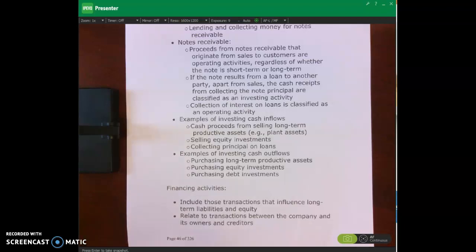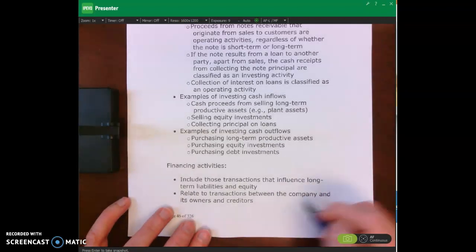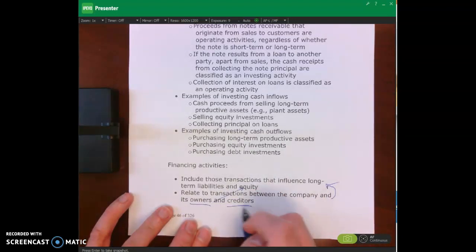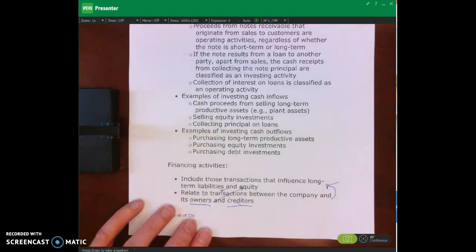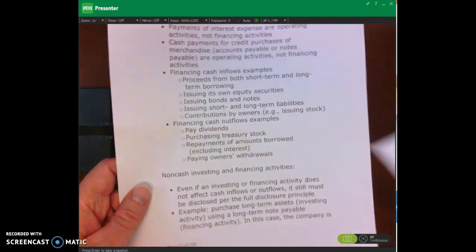Okay? So when we talk about financing activities, we're talking about those transactions that influence long-term liabilities and also equity accounts. Okay? So that means it relates to those transactions between the company and its owners, which is equity, and then creditors, liability. So whereas investing is looking at those transactions that affect long-term assets, such as plant, property, and equipment, financing is looking at those transactions that affect long-term liabilities, okay, such as bonds and equity accounts. Okay, so some examples, some financing cash flows examples.